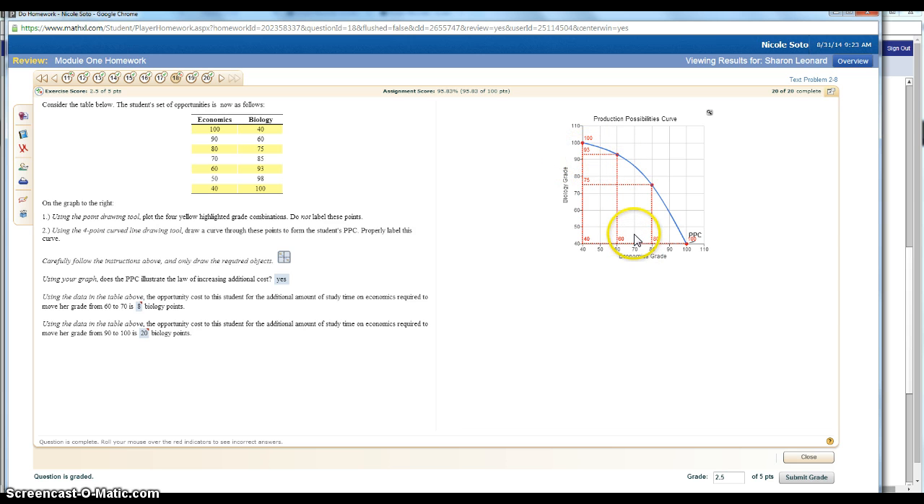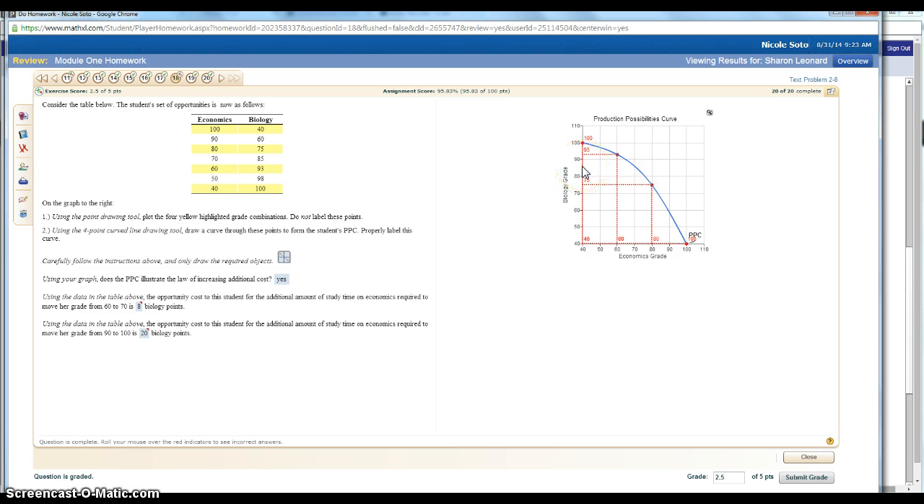Now if you wanted to go to 70, you could click here, and it's not letting me click because this is your work. I'm not actually working on it. But if you were working on it, you could go to a grade of 70 in econ, go up to the line, and if you were to click here, it would tell you exactly what the bio grade would be. It looks like it's going to be about 86.